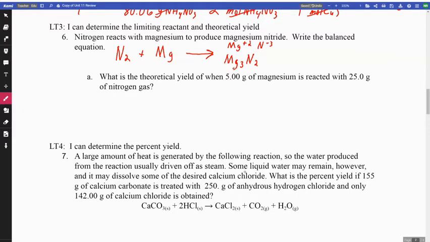Okay? Okay, so now we need to balance it. We have 2 N's. 2 N's, that's good. We have 3 Mg's. We have 1 Mg. That's not good, but we can just put a 3 there, and now it's good.